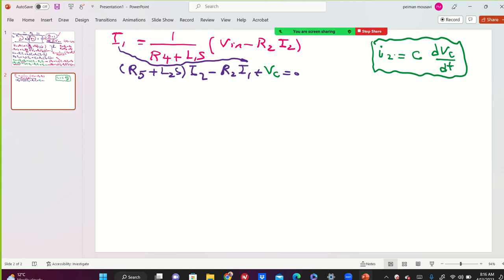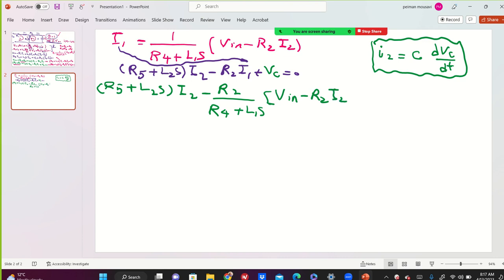So doing that, you're gonna have (R5 plus L2 S) I2 minus R2 over (R4 plus L1 S) times (Vin plus R2 I2), plus Vc is 0.